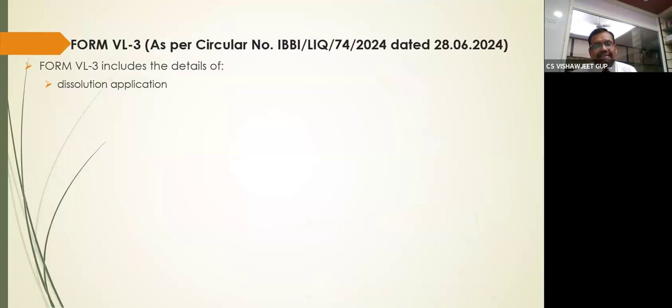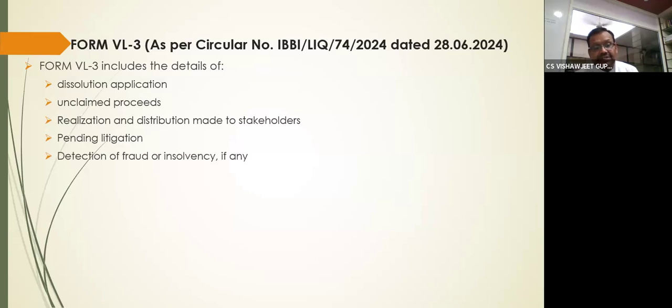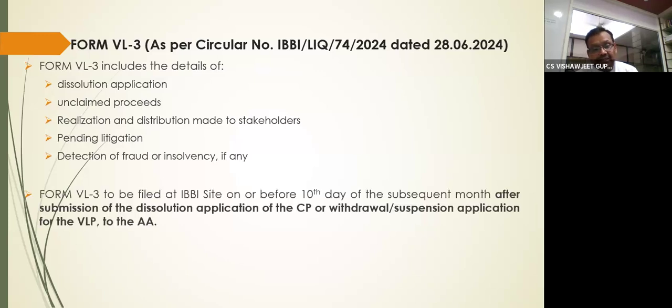Now, Form VL3 is required to be filed at this stage. Form VL3 includes the details of the dissolution application, unclaimed proceeds, realization and distribution made to the stakeholders, pending litigations, and detection of fraud or insolvency, if any.